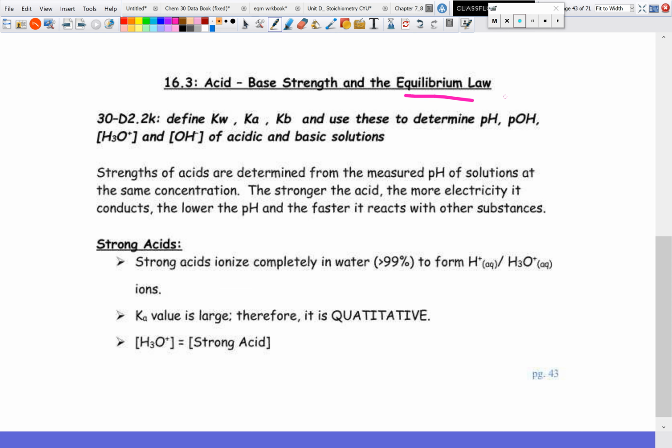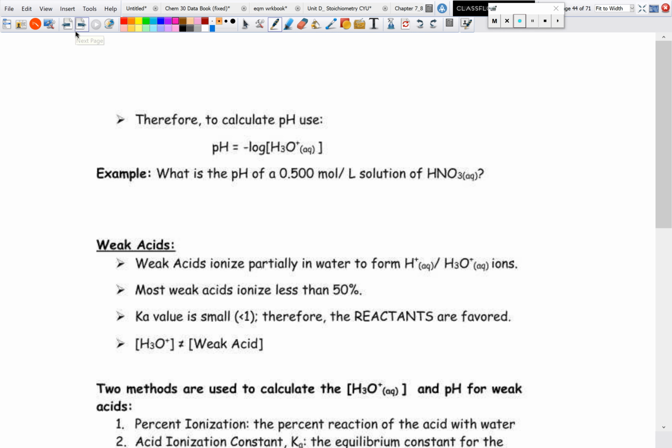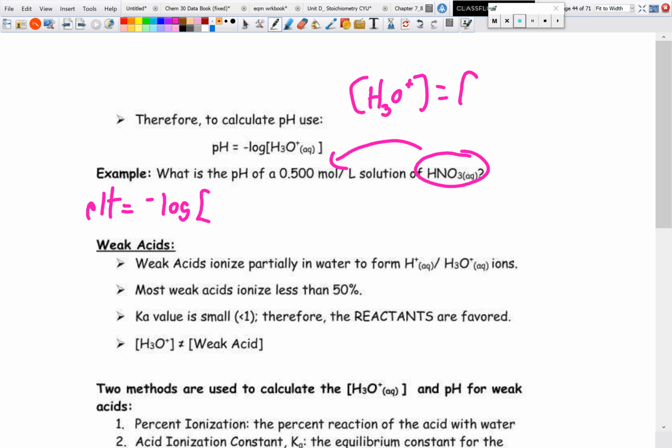Now, just a little reminder, we covered this last week. When we have a strong acid, the concentration of hydronium is equal to the concentration of the strong acid. It is not in equilibrium. So to calculate the pH, we can just take the negative log of the concentration of a strong acid. In this case right here, we have nitric acid. Its concentration was 0.5. So that means the concentration of H3O+ is equal to the concentration of HNO3. So we go negative log of 0.500, and we get a pH of, sorry, just let me plug this in here.